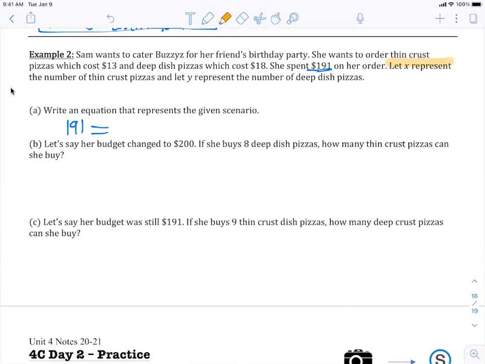It says let x represent the number of thin crust pizzas and let y represent the number of deep dish pizzas. So what we're going to do is replace those variables with those prices. It tells us that thin crust pizzas cost $13. So 13 times the number of thin crust pizzas, which is represented by x. And then we would add whatever we would spend on deep dish, and deep dish is $18 per deep dish pizza.